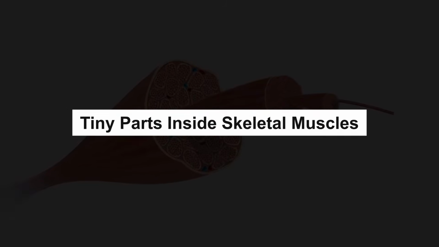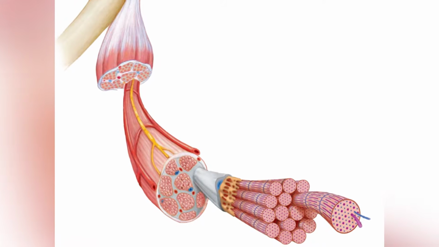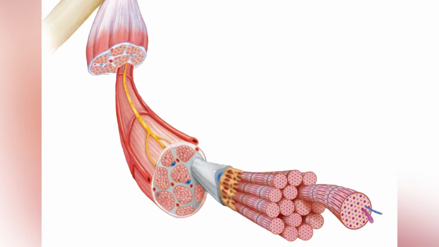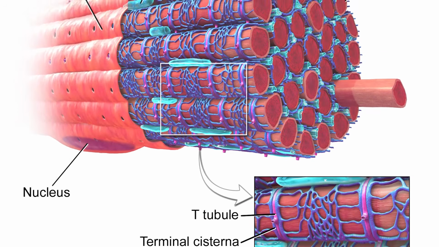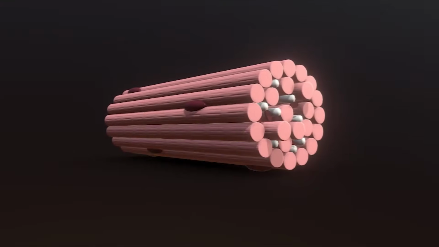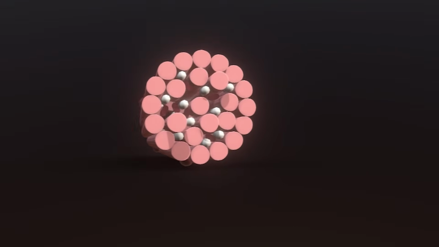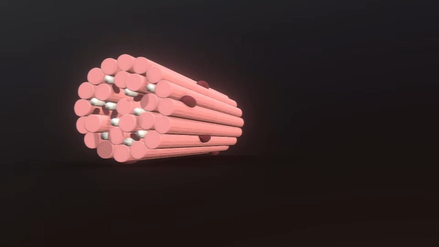Tiny parts inside skeletal muscles. Let's zoom in. Each muscle is made of fibers. These fibers are like long ropes wrapped in a skin called the sarcolemma. Inside them is jelly-like stuff, sarcoplasm, filled with even smaller ropes called myofibrils. Each myofibril is divided into tiny sections called sarcomeres. Sarcomeres are the parts that actually help the muscle squeeze and pull.